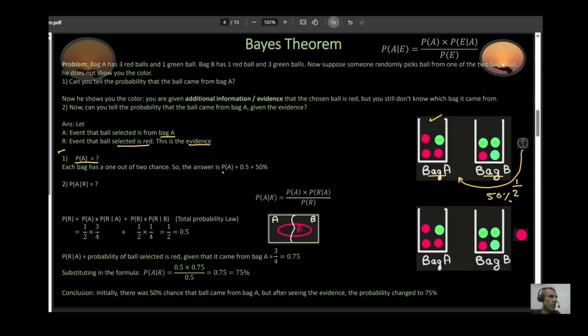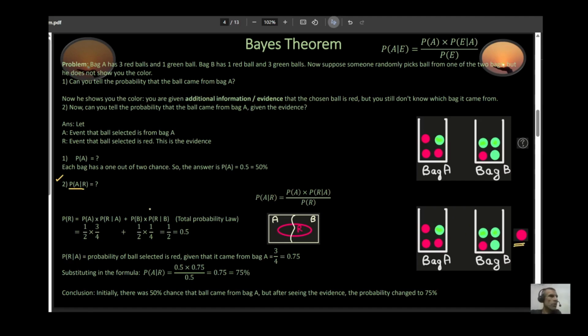And this is your answer right here. Probability of A is 50%. Okay, now let's do question number 2. You have to determine the probability that the ball came from bag A given that it is a red ball. This is new additional information provided to you right here.